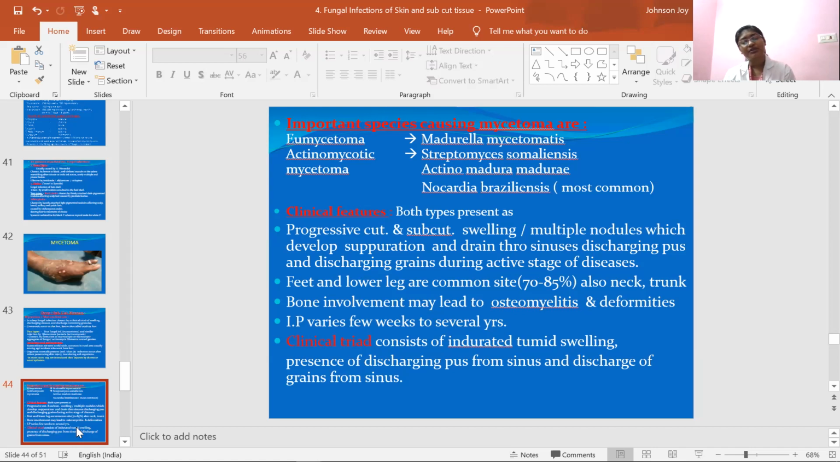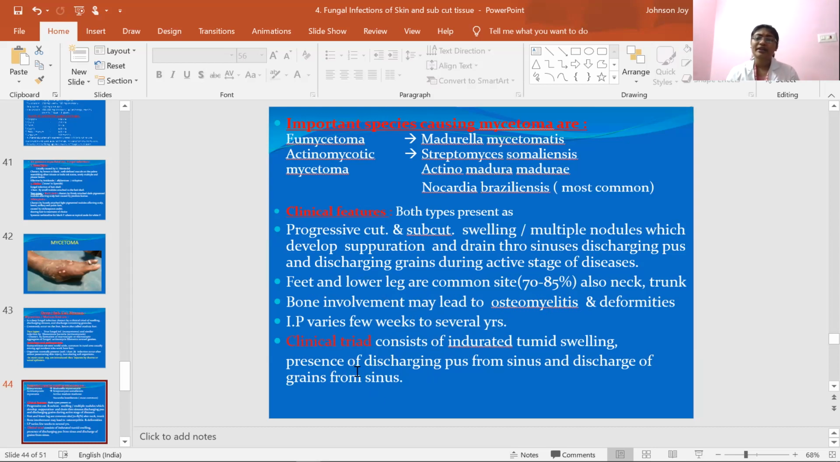So during the active stage of the disease, you can see erythema with swelling, multiple nodules with discharging sinuses, pus, and discharging grains. The feet and lower leg are common sites, like 70 to 85%, and it can also happen in the neck and trunk. Bone involvement may lead to osteomyelitis of the bone and deformities. Now, the incubation period varies from a few weeks to several years.